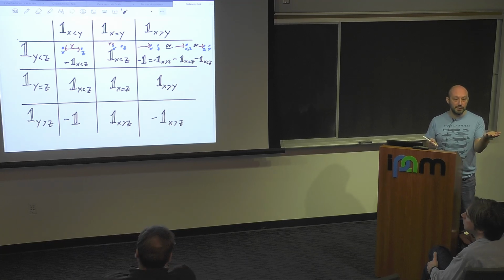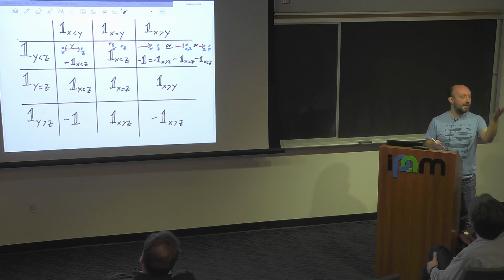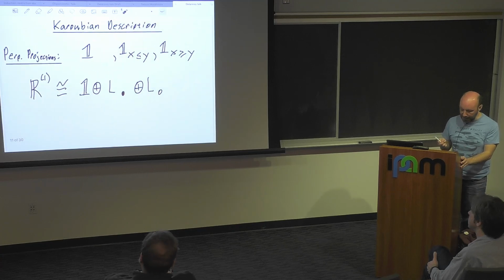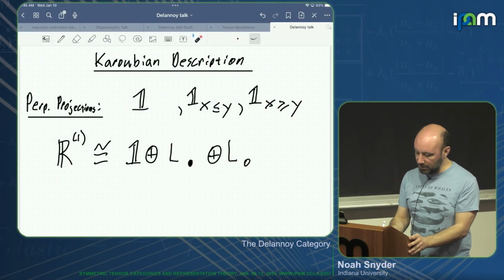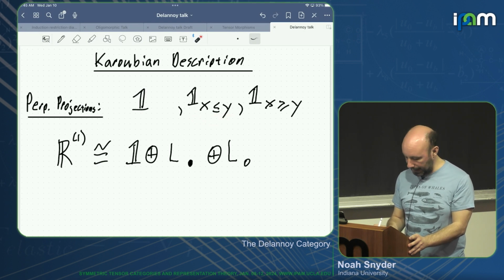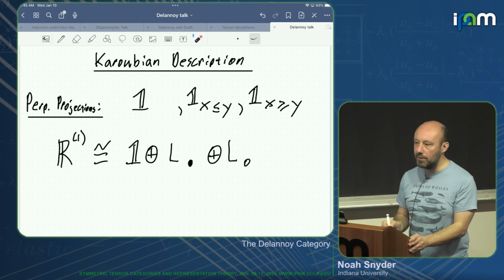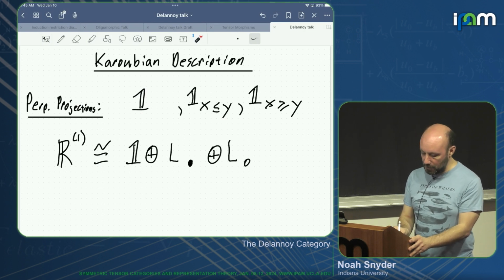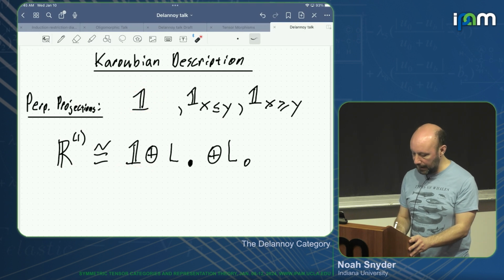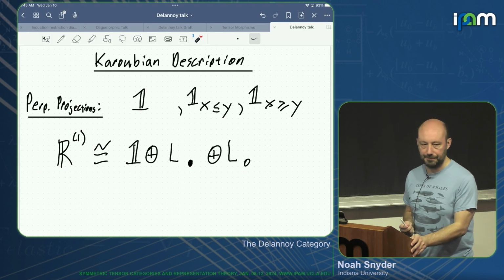If I want to take the Karoubian envelope, I just need to find the projections in this. There's going to be 3 projections, and that's just an algebra problem. You can sit down and work out from those compositions what the projections are, and they look like 1, and x less than or equal to y, and x greater than or equal to y. These 3 things are the ones that are projections, and they give you a decomposition in the Karoubian envelope of R1 into three things: a trivial corresponding to this constant function 1, and then two other things, which I'm going to call L solid dot and L open dot.